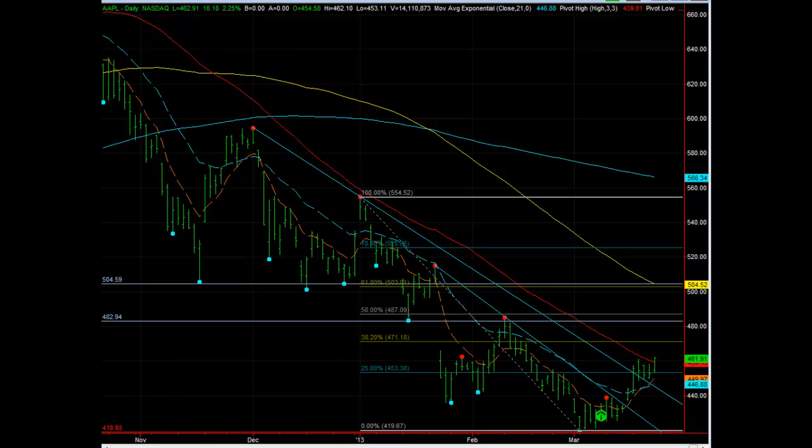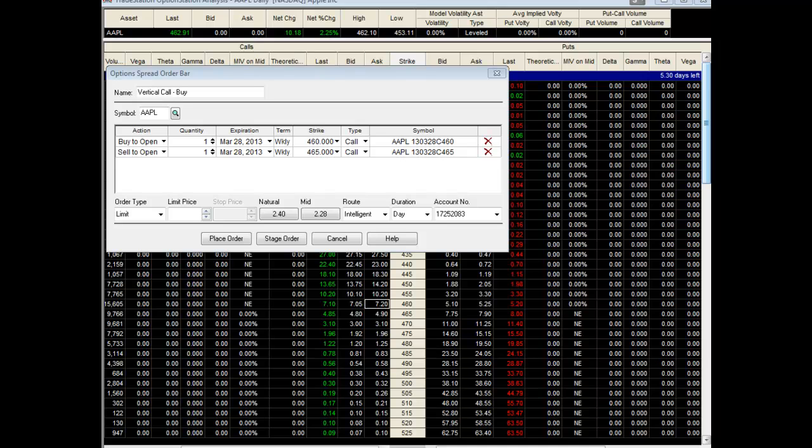So let me show you that on an option chain. Now here's the spread I put on. It's buying the 460. This will expire in 5 days on Friday this coming week. So I bought the 460 strike, sold the 465 right here, and it's currently at 240. I was able to put this on earlier Friday midday around $2, so that's $200 a contract.